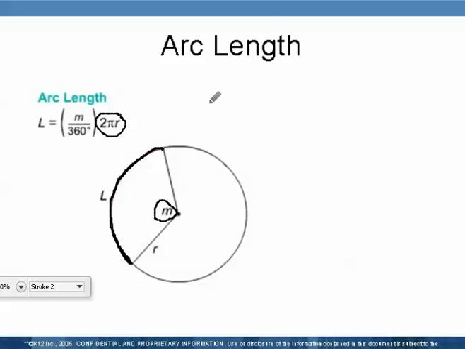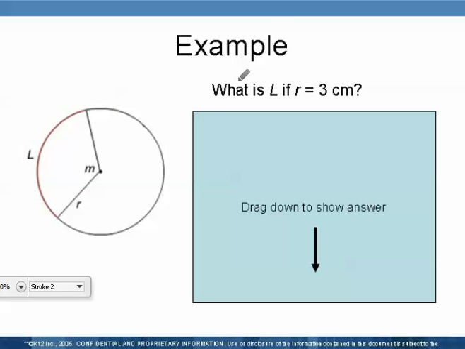Why is that important? Well, there are reasons why we want to know the length of that arc sometimes. Okay? Let's work an example. They say, what is L if the radius is 3? Well, let's see here. 2 times pi times 3, that's 6 pi. Do we know the degree measurement of that angle right there? What if we said that measurement of that angle was 120 degrees? Okay? So what would we do?